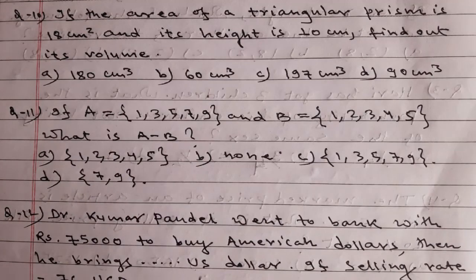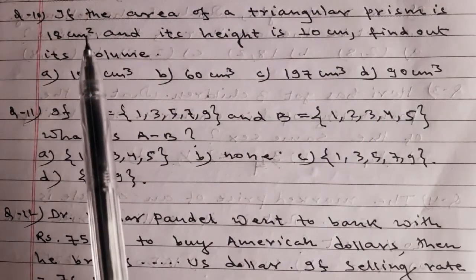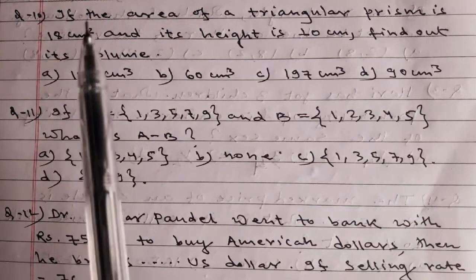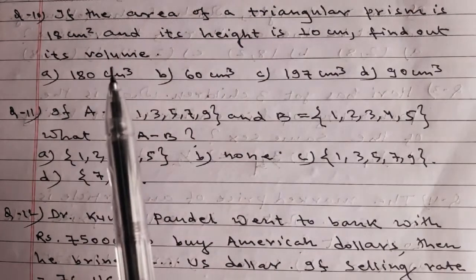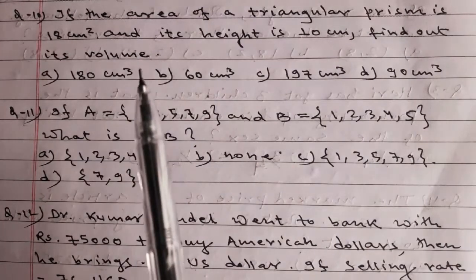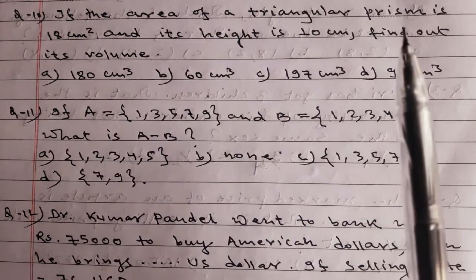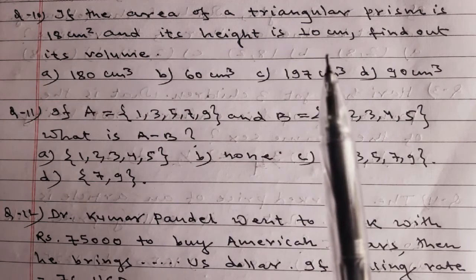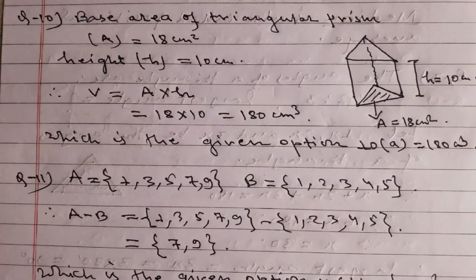Question number 10. If the area of a triangular prism is 18 square centimeter and its height is 10 centimeter, find out its volume. We are given four options, A, B, C, D, and we have to choose the right option. We are given the base area and height of a triangular prism, and we have to determine the volume. So let's go to the solution of question number 10.